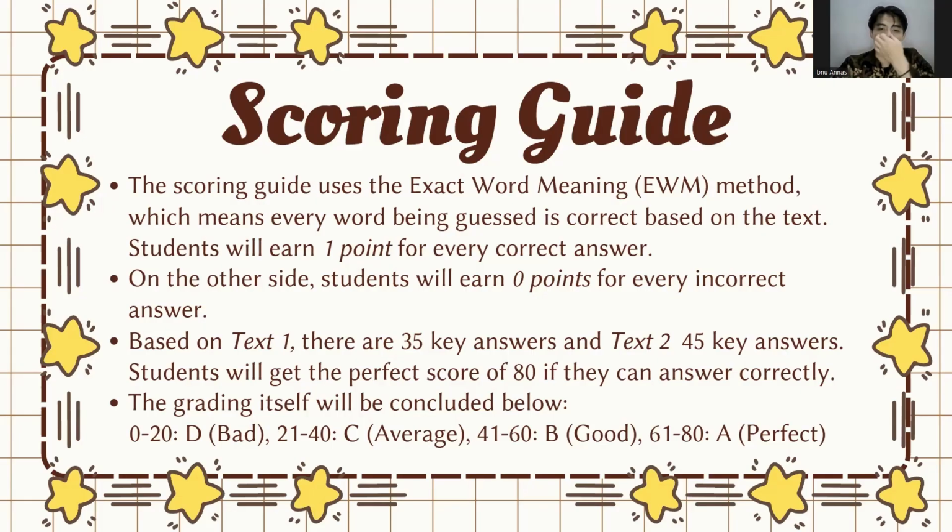So based on text 1, there are 35, and based on text 2, there are 45. The total score is 80, and the grading itself consists of A, B, C, D. A is perfect, B good, C average, and D bad, which means if the test taker or the student has C or D, they have to learn more.